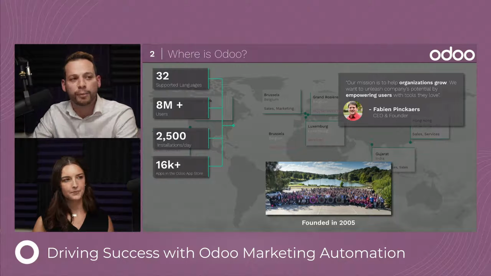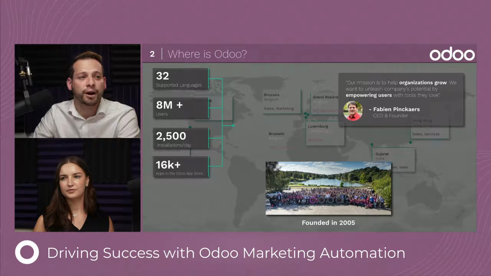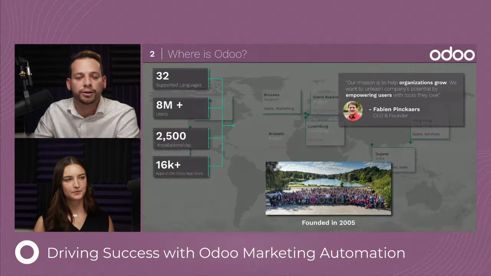And another thing we did want to point out, we just want a little message from our CEO and founder, Fabian. He says, our mission is to help organizations grow. We want to unleash companies' potential by empowering users with the tools they love. I couldn't have said it better myself. We want to empower users. That is you guys. Our goal at Odoo is empowered users because you guys know your business better than anyone else, and we want to give you the tools to expand your business, to grow it the way you want to go, to make it your vision, your future.